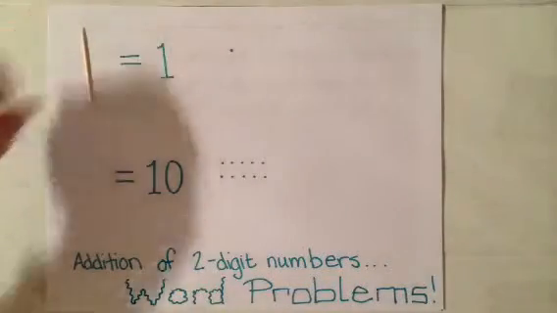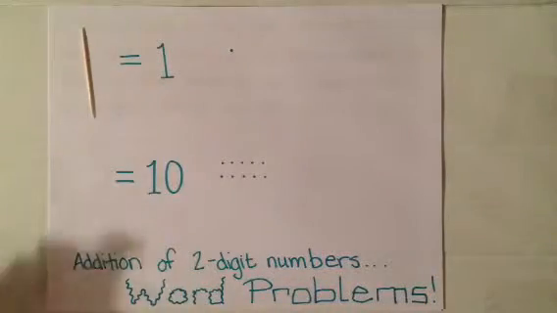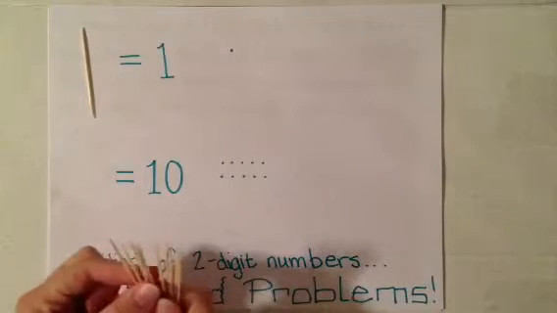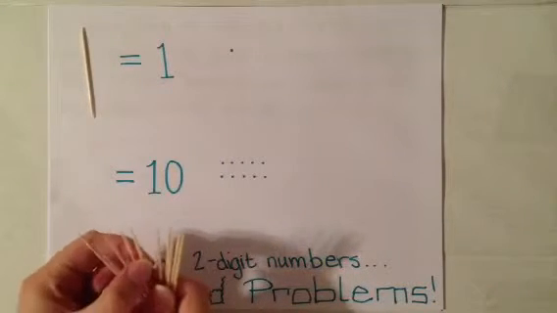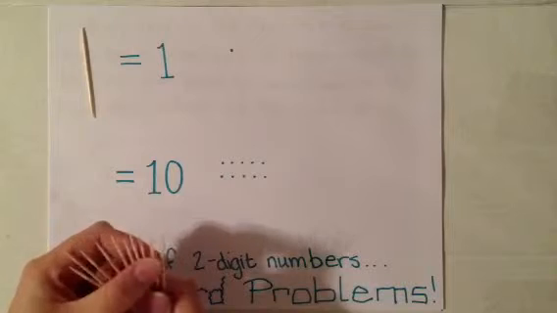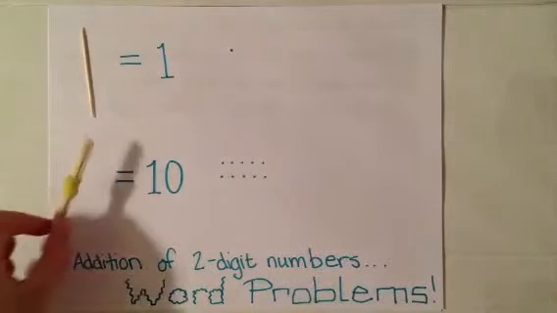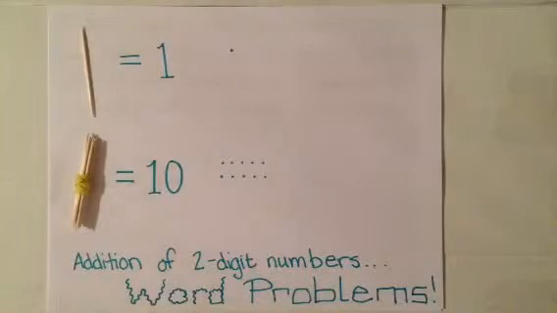One toothpick will mean 1, and then this bundle of toothpicks will mean 10. You can see when I take off the rubber band that I have 10 toothpicks inside it. 1, 2, 3, 4, 5, 6, 7, 8, 9, 10. And when we bundle them back together, I have 10 altogether.